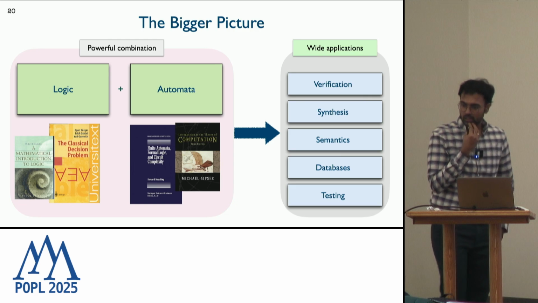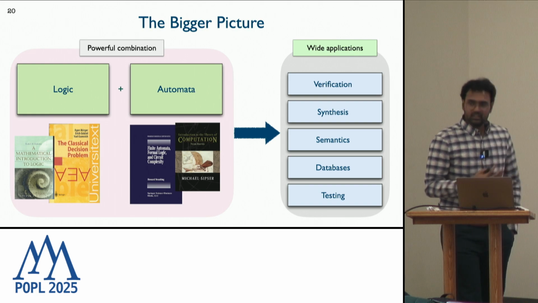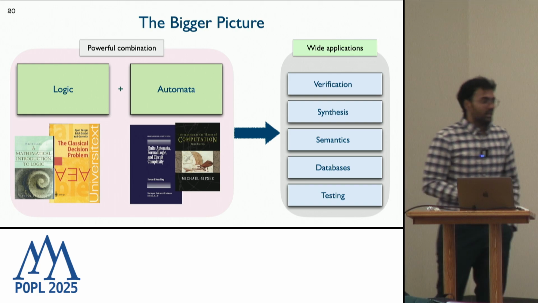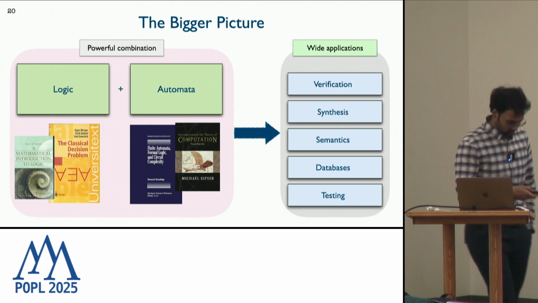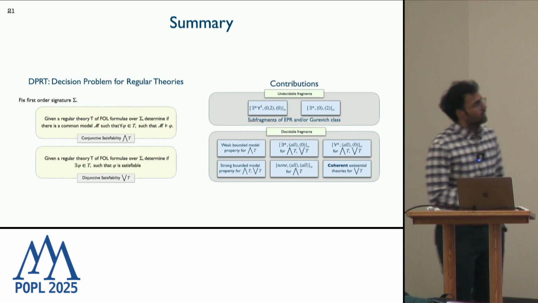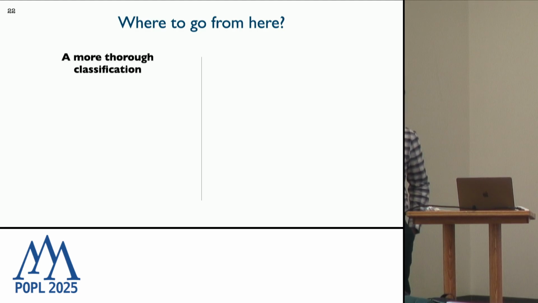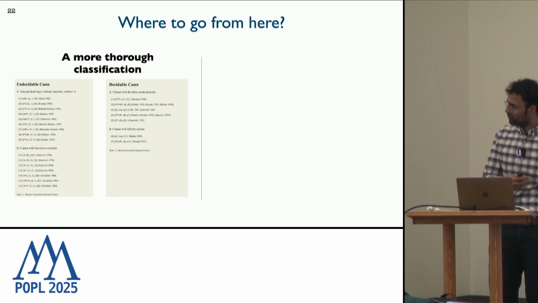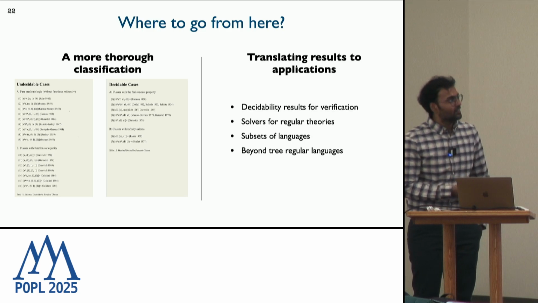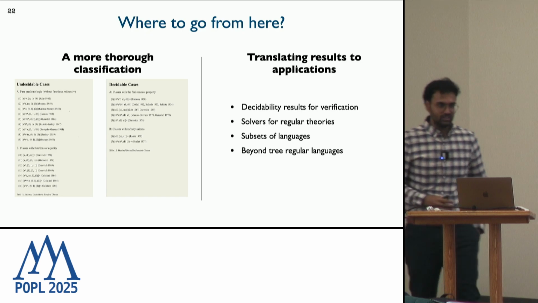So where are we? Well, I basically presented to you another connection between logic and automata and how it is applicable to many different applications in program verification, synthesis, and a lot more things in computer science. And where do we go from here? Well, the bare minimum question that we should try to address is whether there is a more thorough classification of the fragments, and whether we can actually translate these results into the applications of interest. So that's all. Thank you so much.